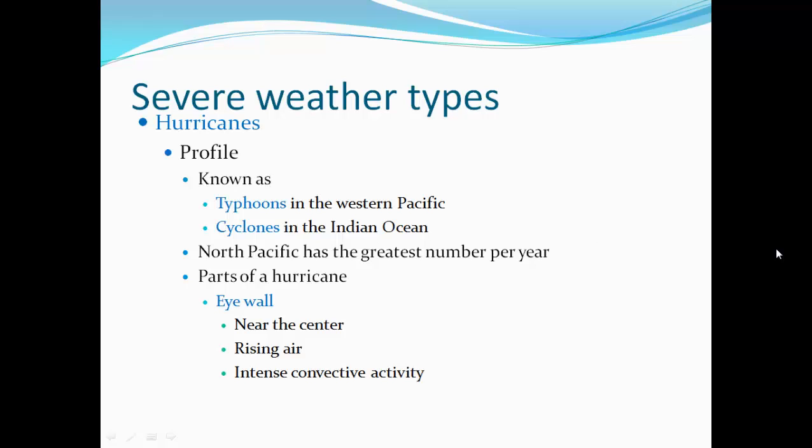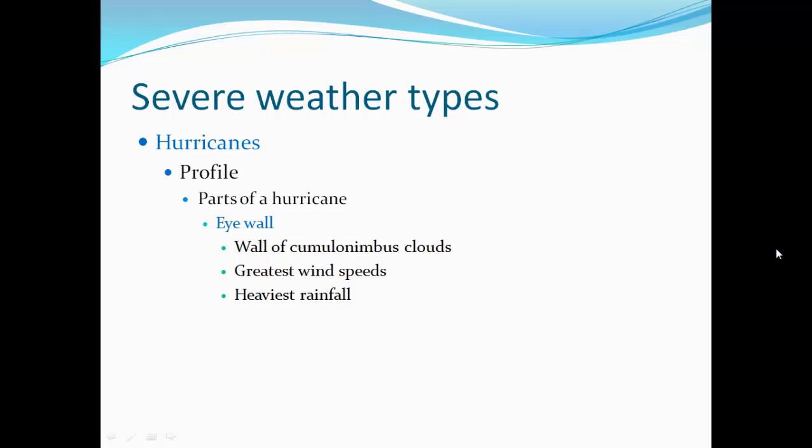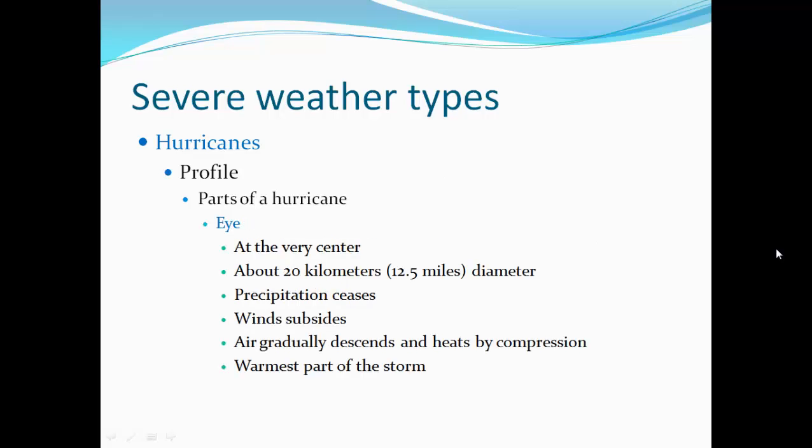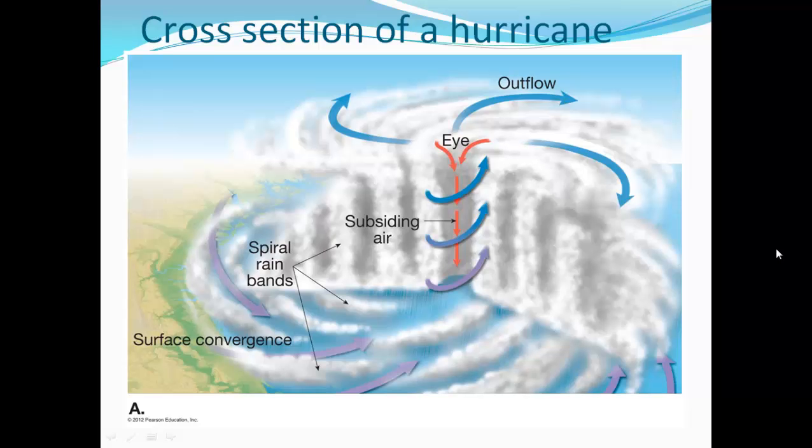Parts of a hurricane: they have an eye wall, which is near the center, with rising air and intense convective activity. The eye wall is a wall of cumulonimbus clouds with the greatest high wind speeds and heaviest rainfall. This is where you can find some tornadoes, anticyclonic tornadoes. So right in that eye wall is the most dangerous activity. The eye is the very center, often on average about 12 miles in diameter, where precipitation ceases, winds subside, and air gradually descends and is heated by compression. It's the warmest part of the storm.